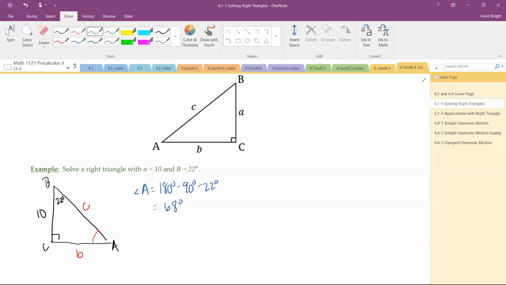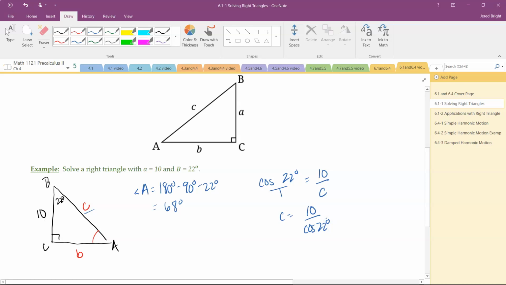For me, let's maybe focus on finding side length C first. If I do that, I can relate 10, 22, and C via cosine. So I can set up cosine of 22 degrees is equal to, other way around, 10 over C, adjacent over hypotenuse. Okay, and then I can solve for C, cross multiply if you want, or solve it any other way that you know how, but C would be 10 over cosine of 22 degrees.